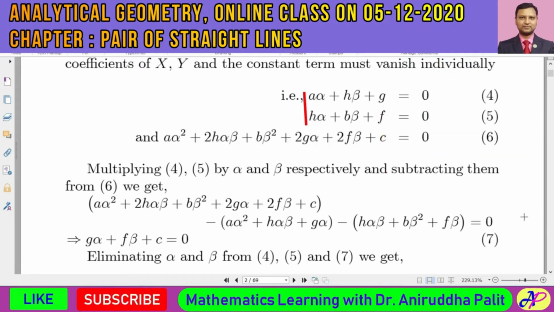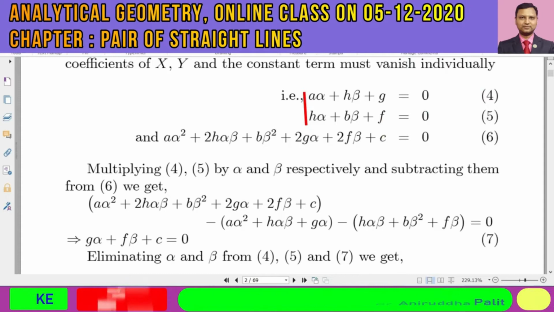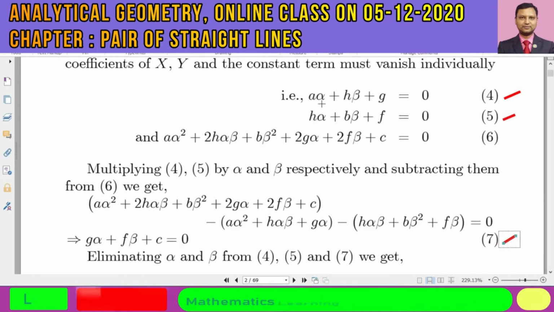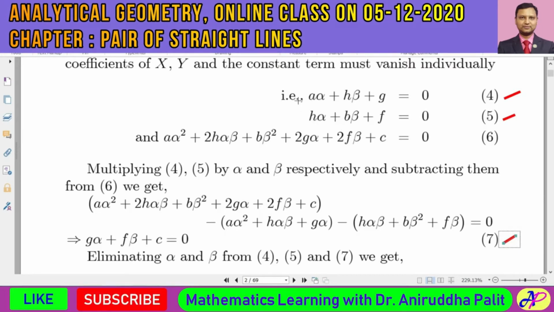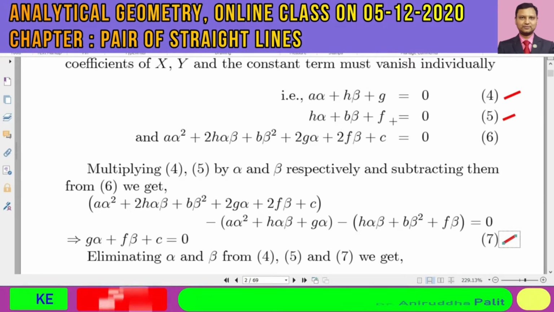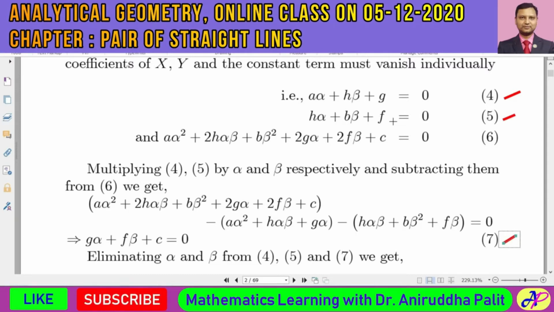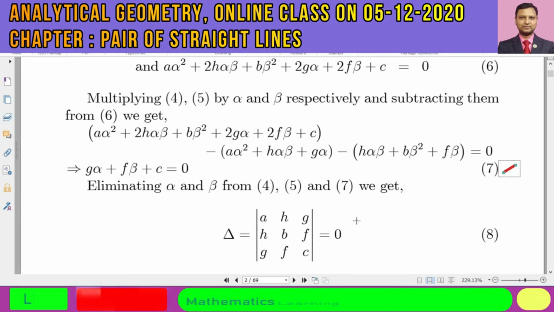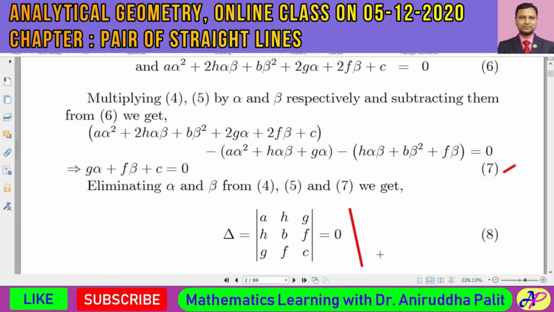So let me clear the screen. Okay, fine. Now from 4, 5 and 7, if we try to compute these unknown quantities alpha and beta, you will get certain expressions of alpha and beta. And after computing the expressions of alpha and beta, if you put them in equation number 7, then ultimately you will find that you get this determinant delta.